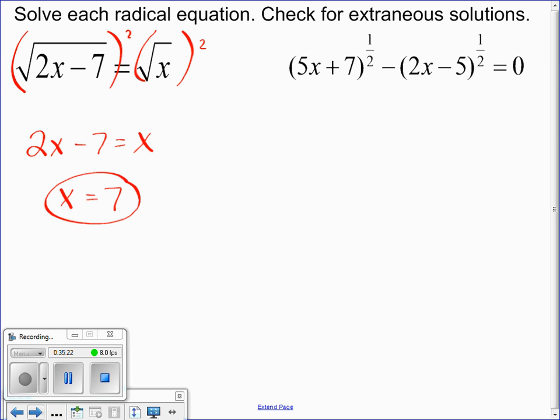That started out looking way harder, right? Does it work? Because if you plug this in, 2 times 7 is 14 minus 7. So I get radical 7 equals radical 7. Yeah, it does.